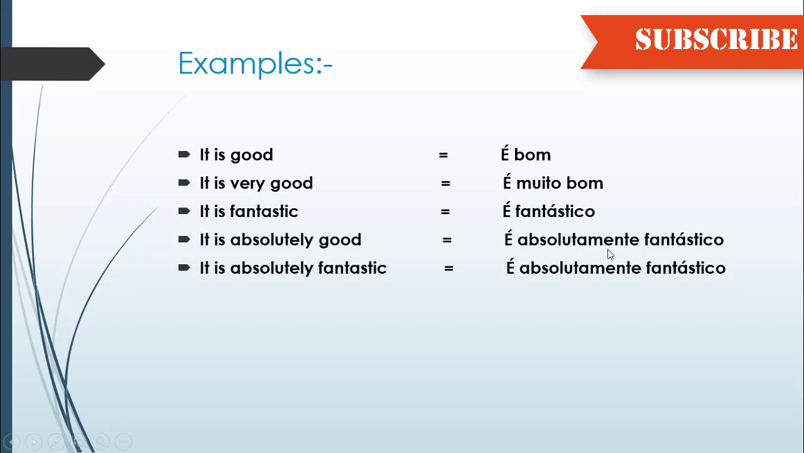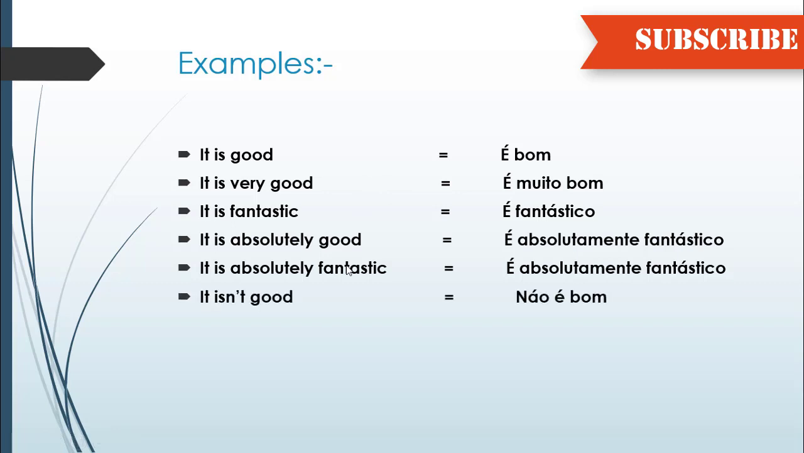Now I have made a small mistake here. You can see it says "it is absolutely good." It means é absolutamente bom. É absolutamente bom. It should not be fantástico. So while making this slide, I made a little mistake. But here you can easily grasp the difference between good and fantastic. That's how you learn things. You make mistakes and you learn, right?